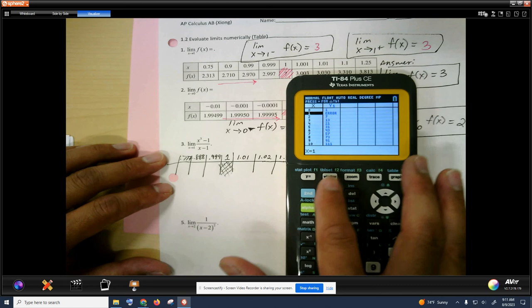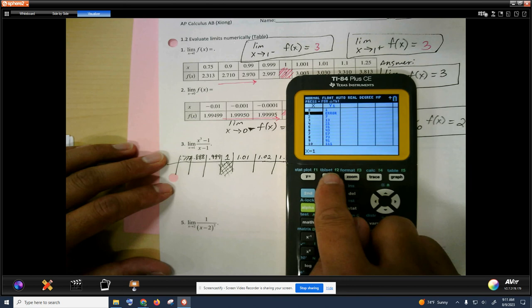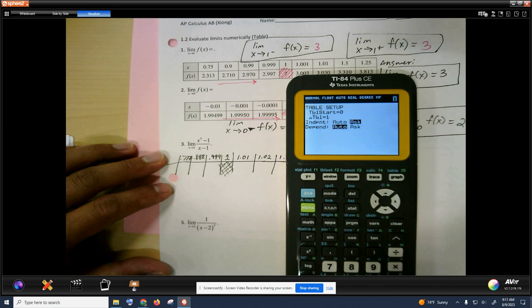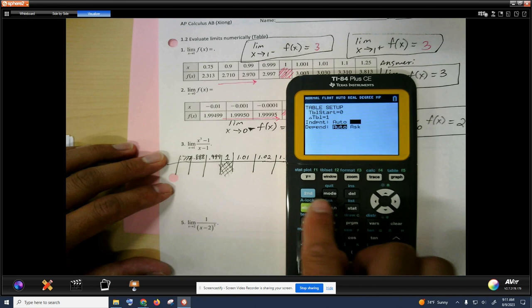I want to actually put in my values. So I'm going to do table set, which is right there. And I'm going to change my input to ask, and then it will automatically put these values in and output my dependent variable in the table. Okay, so just to repeat that, I got my equation typed in.